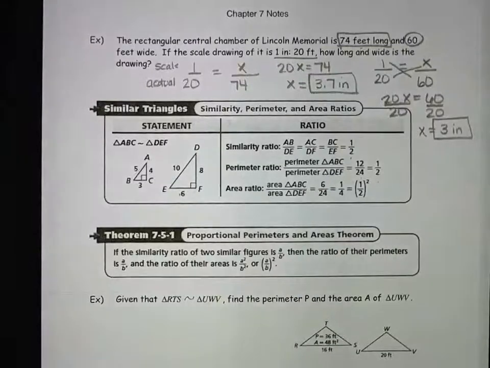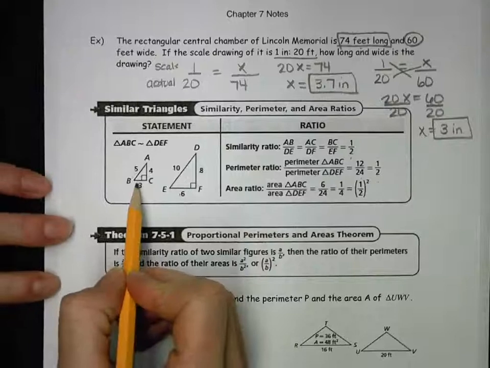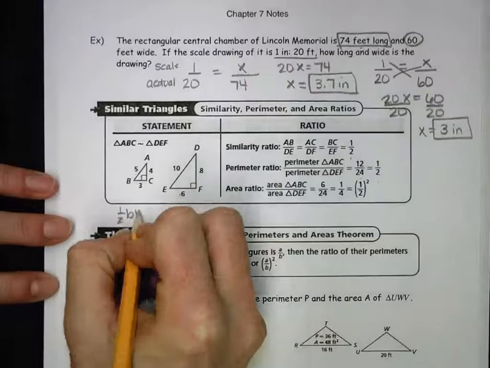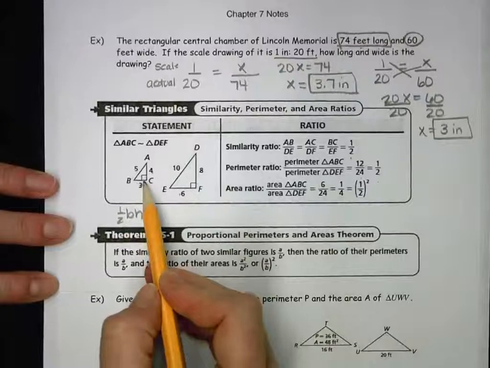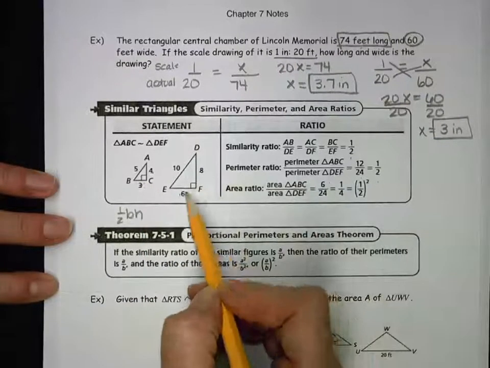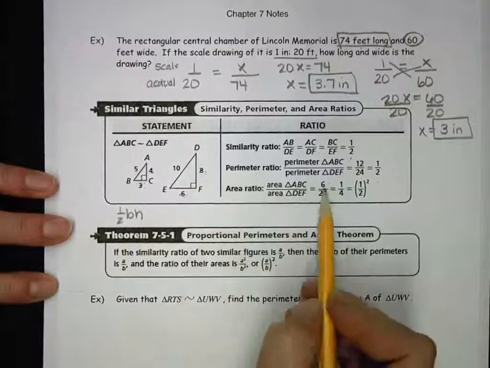So if you notice, the similarity and the perimeter ratio are the same. Now, if you take the area, the way you get the area of a triangle is 1/2 base times height. So if you go base times height, get 12, cut it in half, your area would be 6. 8 times 6 is 48, cut in half would be 24.